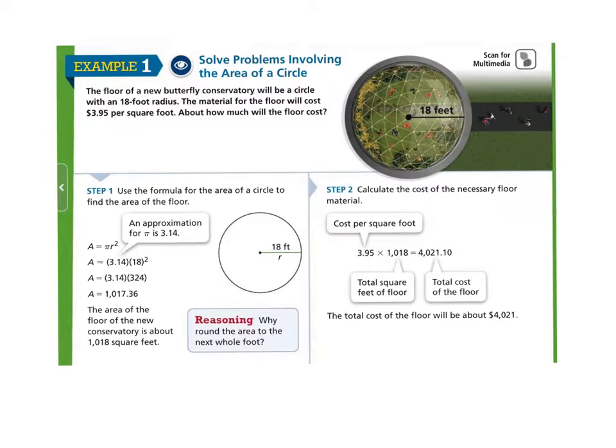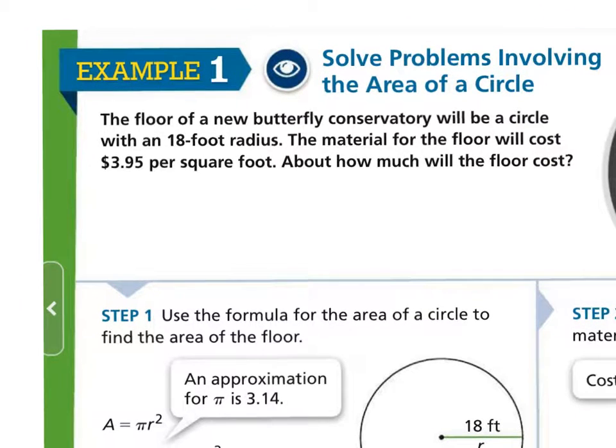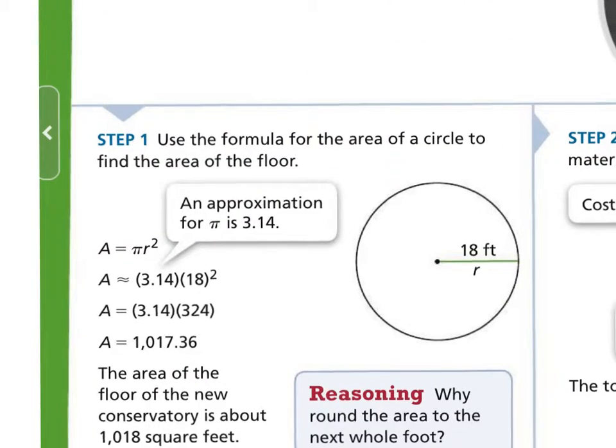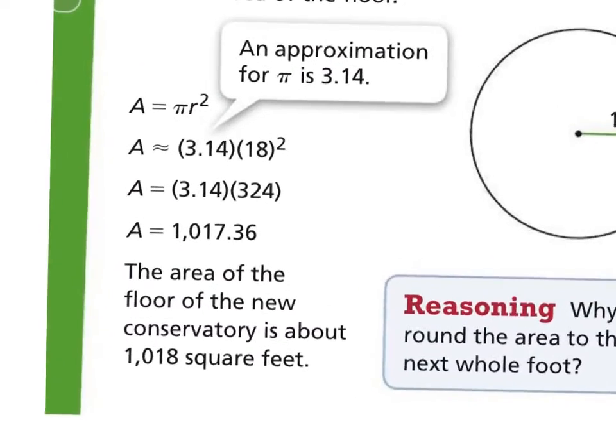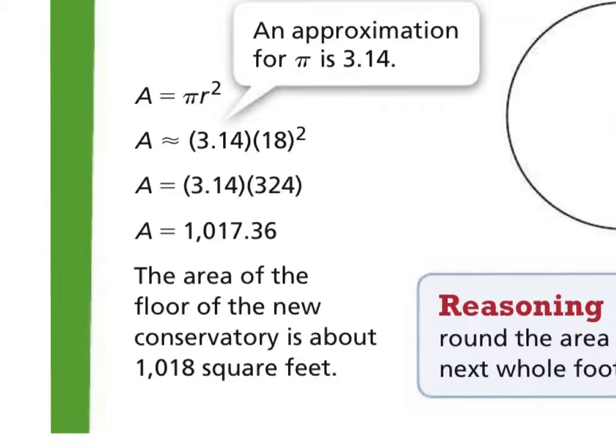So if you look at example 1, the floor of a new butterfly conservatory will be a circle with an 18-foot radius. Material for the floor costs $3.95 per square foot. About how much will the floor cost? So what they did, they used the formula first of all to figure out what the area of the floor is. They used 3.14 for pi.